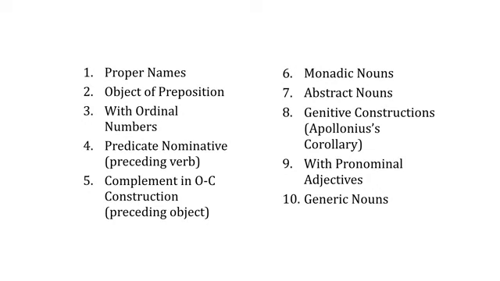Apollonius' corollary has to do with a head noun and a genitive noun. Both are anarthrous. Both tend to have the same semantic value of definite plus definite, qualitative and qualitative, but hardly ever is it indefinite and definite or indefinite and indefinite. Those two just don't seem to occur very much.